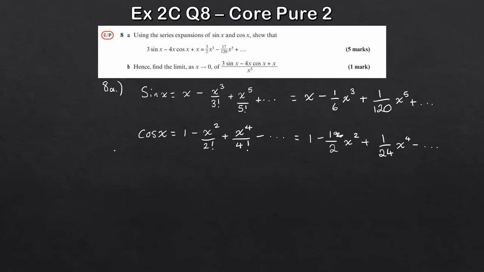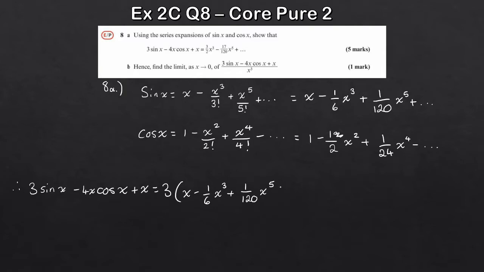So what we're going to do is times our expansion here by 3, because it's 3 sin x, and then we're going to times the expansion for cos x by 4x, because that's what we're required to do in the question. And then at the very end, we need to add an x like we're doing here. So therefore 3 sin x minus 4x cos x plus x, just make sure we get everything down, is going to be equal to 3 lots of x minus 1 over 6 x cubed plus 1 over 120 x to the 5 there.